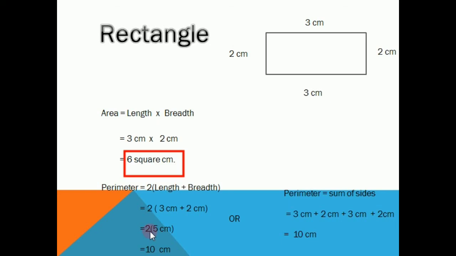Here 2 is outside of this bracket, that means we should multiply with 2. 2 into 5 is equal to 10 centimeter. 2 5s are 10. Or other method is perimeter is equal to sum of sides. We can add all the sides of this rectangle to find out perimeter. So 3 centimeter plus 2 centimeter plus 3 centimeter plus 2 centimeter. So by both the ways we are getting 10 centimeter.